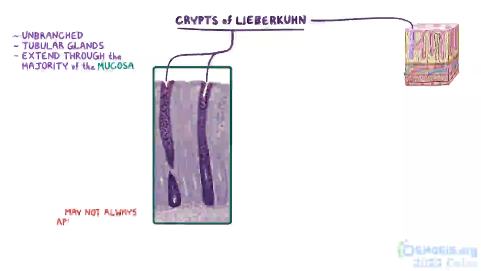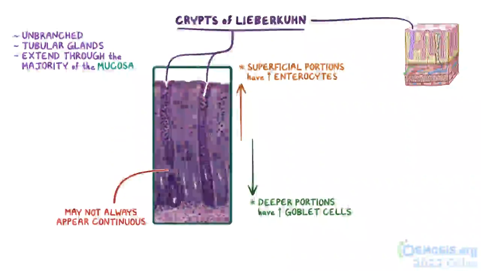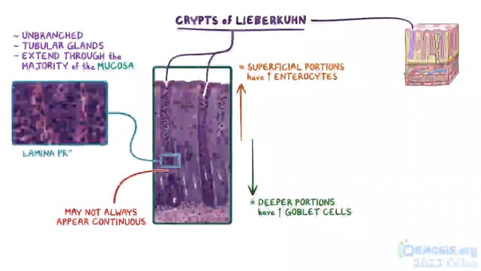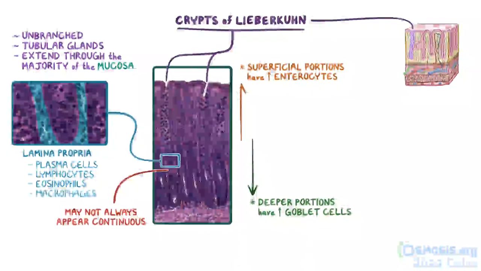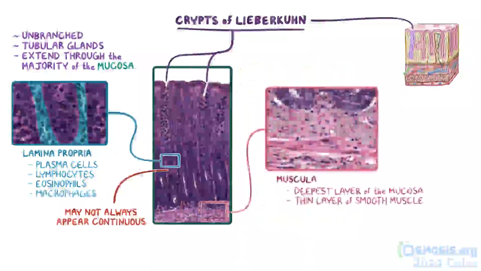It may not always appear to be continuous on histological slides, because the path of the crypts may not always travel along the same plane as the section of tissue taken from the colon. The superficial portions of the crypts will typically have a higher concentration of enterocytes, and the deeper portions will have a high concentration of goblet cells. The tissue found between the crypts and the epithelium is the lamina propria, which consists of many types of immune cells, including plasma cells, lymphocytes, eosinophils, and macrophages. And finally, the deepest layer of the mucosa is a thin layer of smooth muscle called the muscularis mucosa.